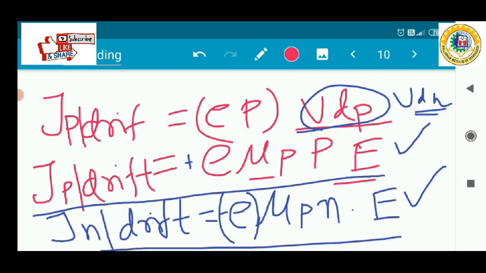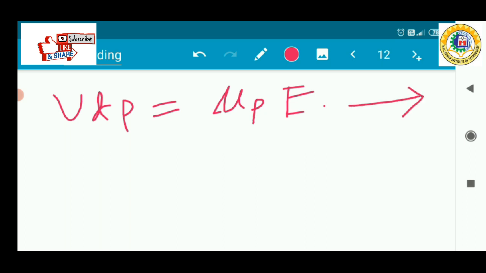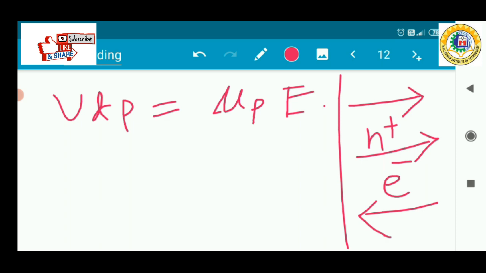and here, in the case of Vdp, I have written that Vdp is equal to mu P into E. Okay, and it has been said that if the electric field is in that direction, holes will also move in that direction, but the electrons will move in the opposite direction. That you must remember. Okay, that is happening inside the semiconductor.